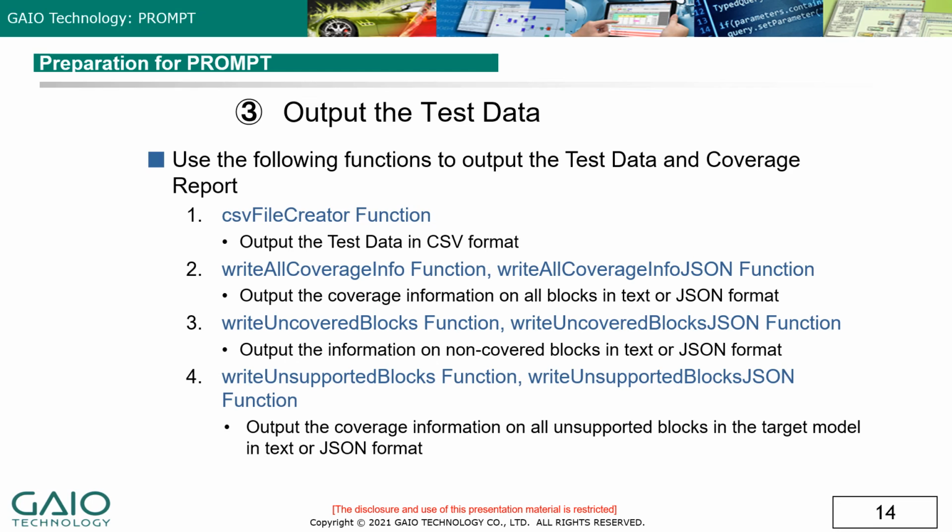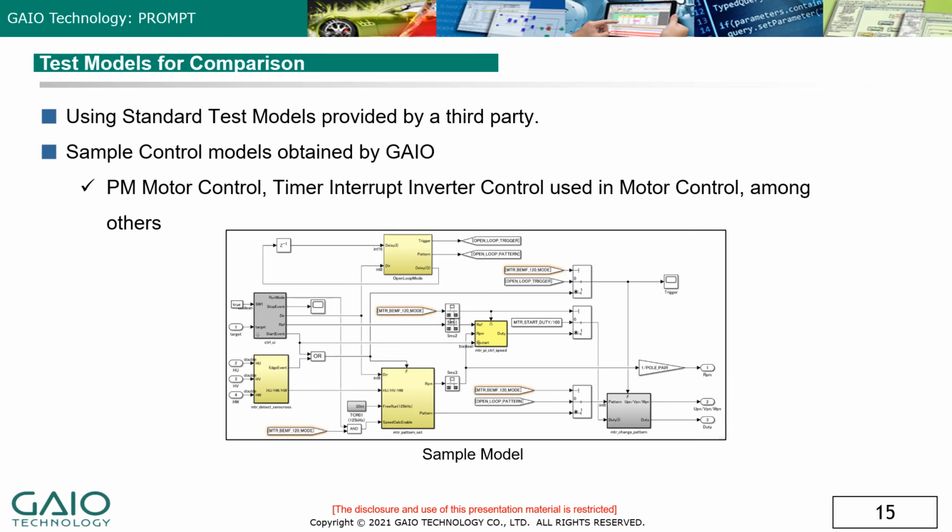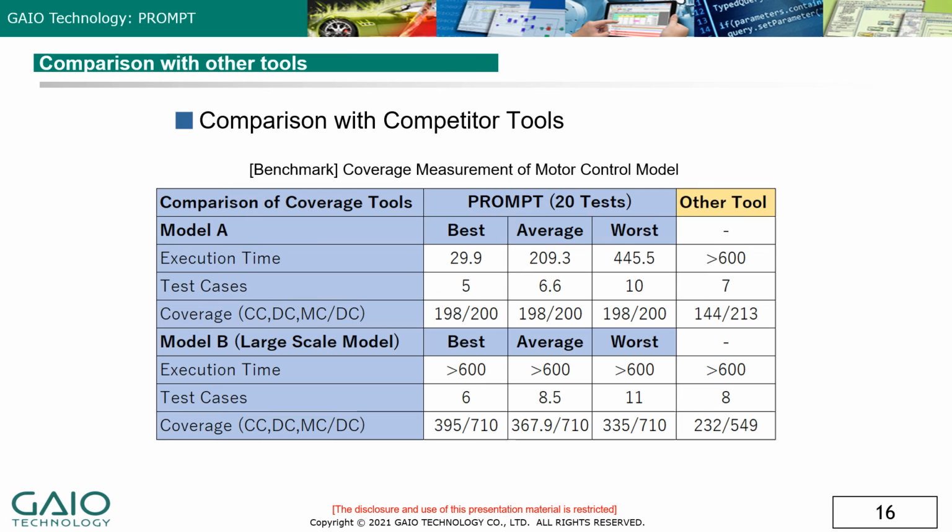The third step is to output the test data and coverage report. These can be prepared in text or JavaScript object notation format. For comparison with other test generation tools, we obtained test models and sample control models. The comparison test results show that GAIO Technology's Prompt tool gives better results, more test cases, and better coverage in a shorter time.